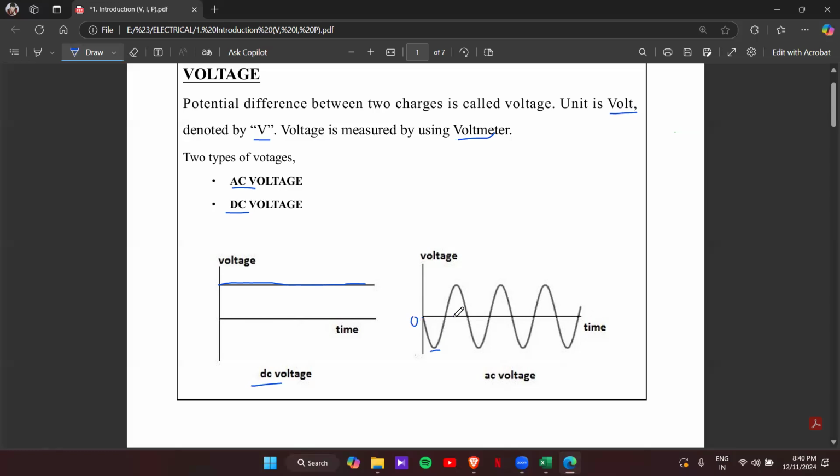This will be zero. Then again it goes to the positive and touches the top, then comes back to zero, then goes to the minus level. This fluctuation always occurs in the AC voltage. If you consider this as the starting point, it will complete one cycle here. Starting from here, it goes to the negative side, then goes back to the top side, and ends here. So this is one cycle.